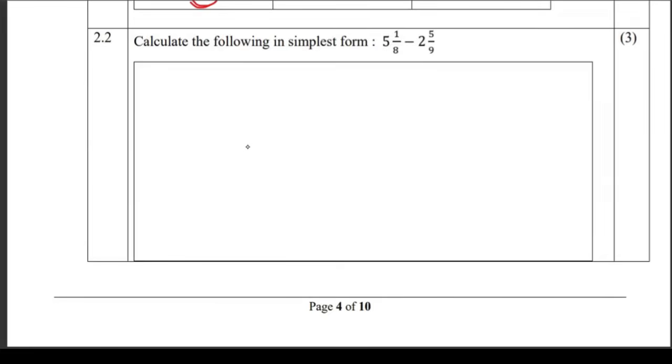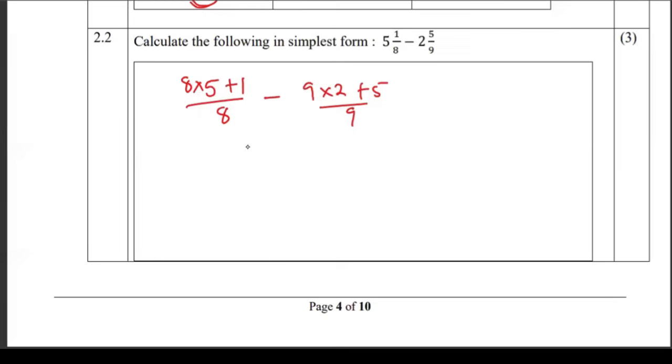So you have 2 ways of doing this. You can either change this into improper fractions first, or some people would prefer to subtract whole numbers separately and the fractions also separately. But there are cases where you shall get negative numbers. So let's start by changing these mixed fractions into improper. So that's going to be 8 times 5 plus 1 over 8 minus 9 times 2 plus 5 over 9.